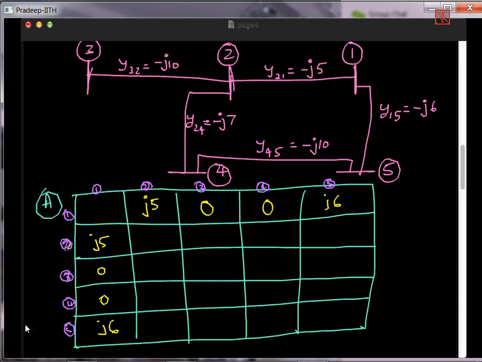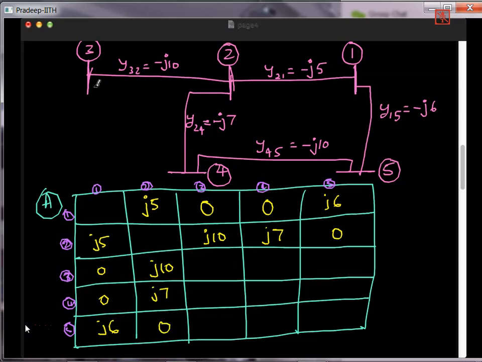Next, looking at the second row, is bus 2 connected to bus 1? Yes, already that is written. 2 is connected to 3? Yes, so J10. So I'll put J10 here. Is 2 connected to 4? Yes, it is connected. So J7. Is 2 connected to 5? There is no direct connection. So 0. These three elements I will copy here. J10, J7 and 0. Next.